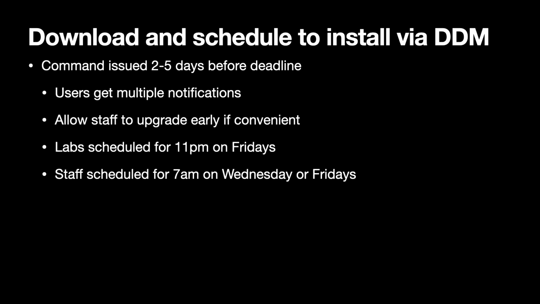Likewise, we schedule staff for 7 a.m. That's both one-to-one and shared staff, and we find that seems to be a reasonable time. So basically, if they've ignored the update messages for X number of days, then the next morning it's just going to happen before they typically start work. And if their machine's not online, it'll just happen once they power on their machine or open it from sleep. But they will get that hour's grace period, so it's not like it just happens instantly.